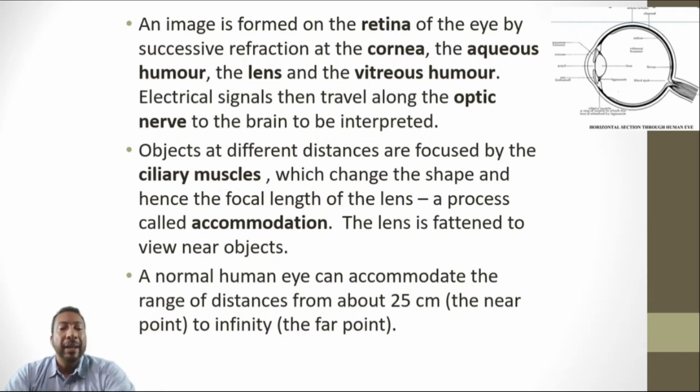So a normal human eye can accommodate the range of distances from about 25 centimeters, known as the near point, up to as far away as infinity, which is known as the far point.